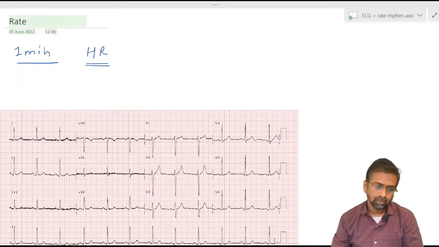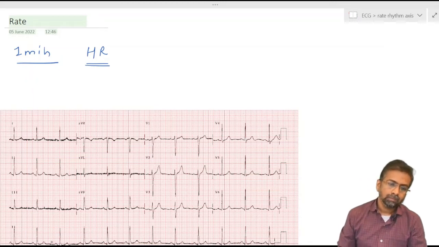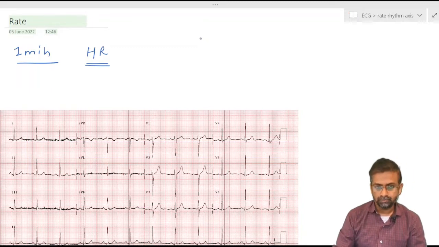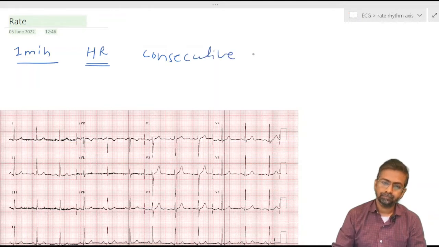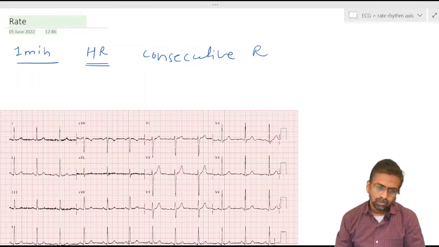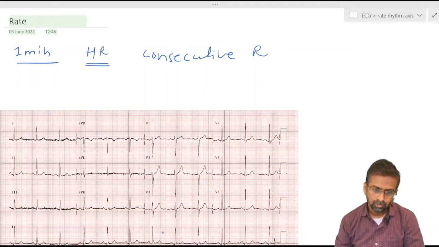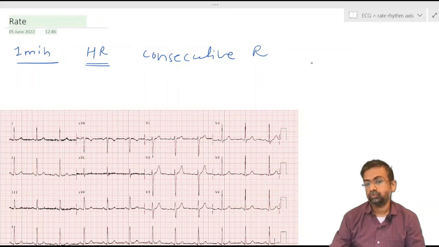If the heart rate is regular, and it looks like the heart rate is regular here, you take any two consecutive R waves. Between these two R waves you calculate the number of large squares. So the number of large squares are 1, 2, 3 and 4 large squares.